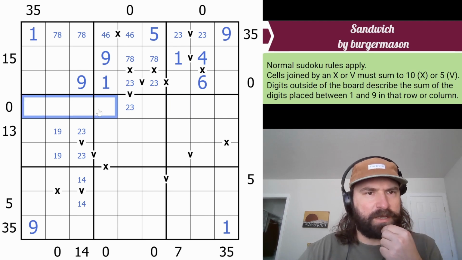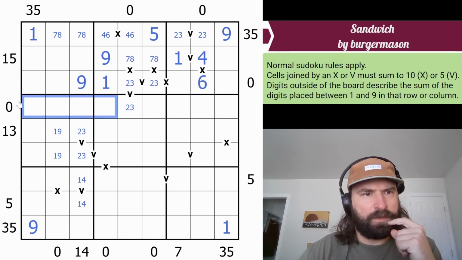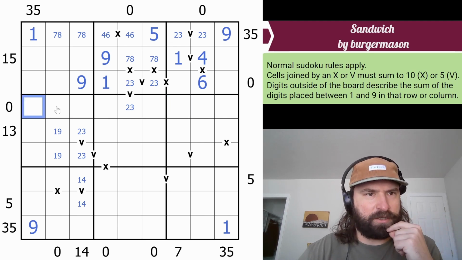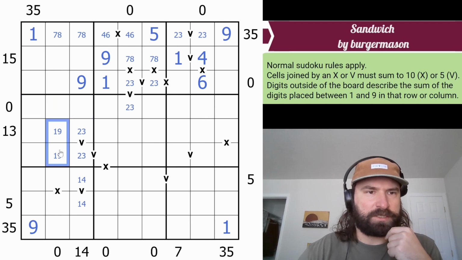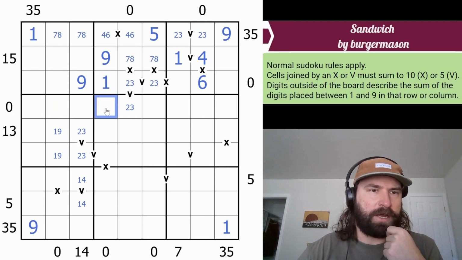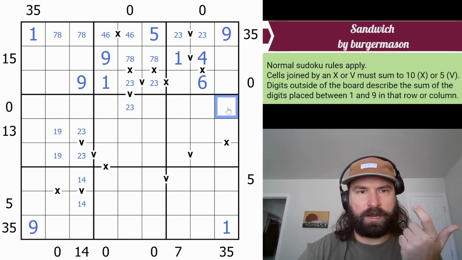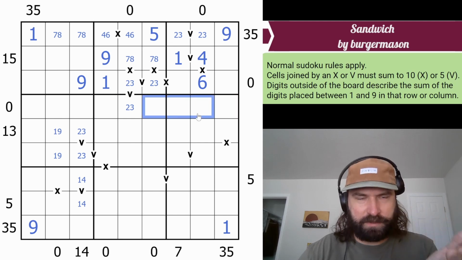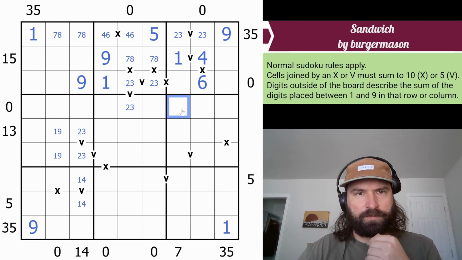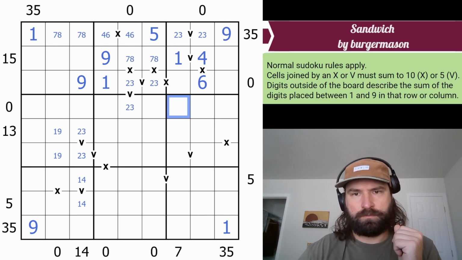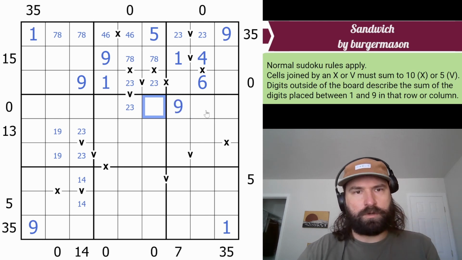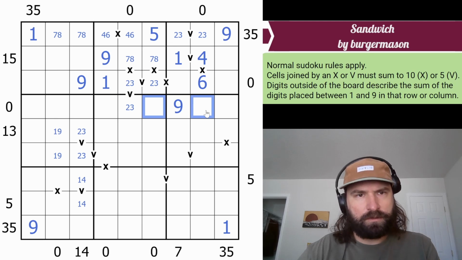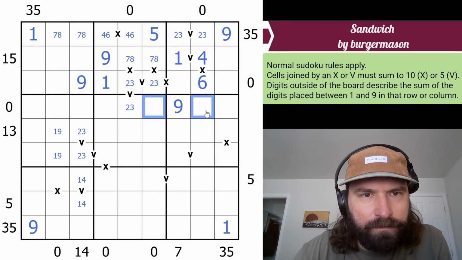Right? 9 and 1 can't go here. They can't go in these 3 cells because there's a 9, 1 pair here, which means you couldn't put a 9 or a 1 here. And then you can't put a 9 or a 1 here. So 9 and 1 has to happen in these 3 boxes, and this one can't be a 1, so it has to be a 9, which is going to put a 1 in one of these two. I don't know how to tag that.